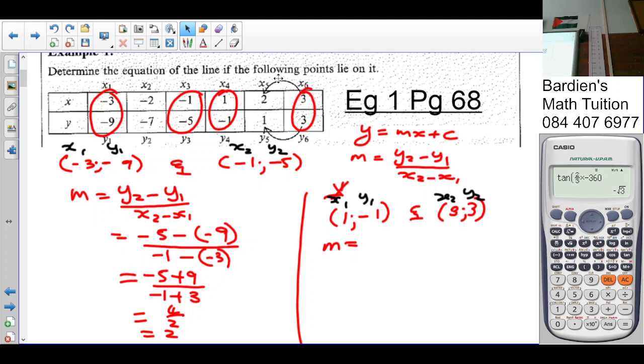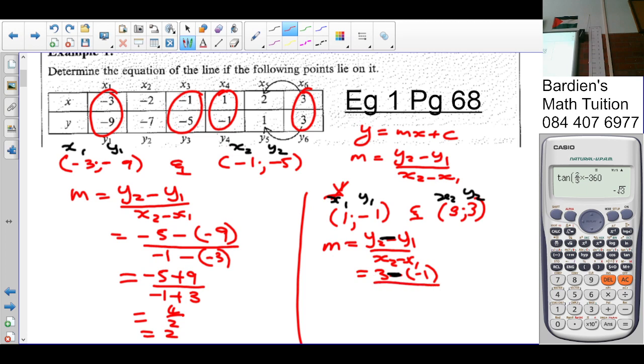Finish. Okay. So we say m is y2 minus y1 over x2 minus x1. So y2 is 3 minus 1. Remember that negative is that negative there. Can you see? Yes. Over x2, 3 minus 1. So it's going to be 3 plus 1 over 3 minus 1, which is 2. 4 over 2, which is 2. What do you notice? Same.